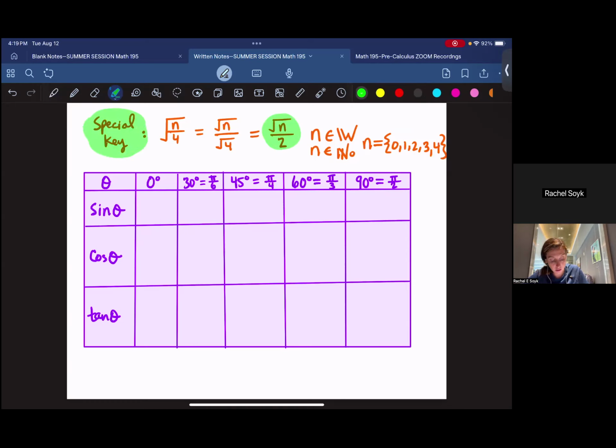And now from there, you just need to know one of these boxes. I like to just use the first one. Sine of 0 is 0, which means our n is equal to 0 here. And then you just go up by 1, n equals 1, n equals 2, n equals 3, n equals 4. With cosine, it's the opposite. 4, 3, 2, 1.